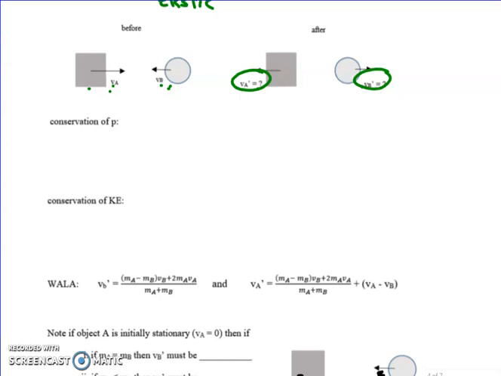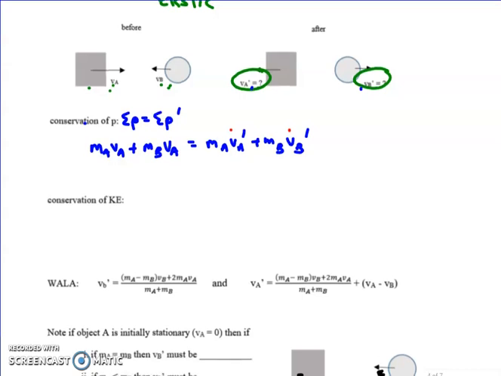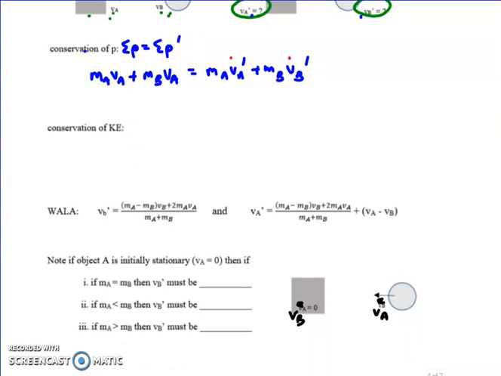So if we want to figure out both this and this, we want to start with conservation of momentum. So sigma p equals sigma p prime. We just got to break it down. We have MAVA plus MBVB, right? There's our total momentum before the collision, which must equal MAVA prime plus MBVB prime. Again, our goal is an equation that predicts this and this. So right now we have 1 equation, 2 unknowns. We can't get anywhere. Like you learned in math, if we want to solve that, we need another equation.